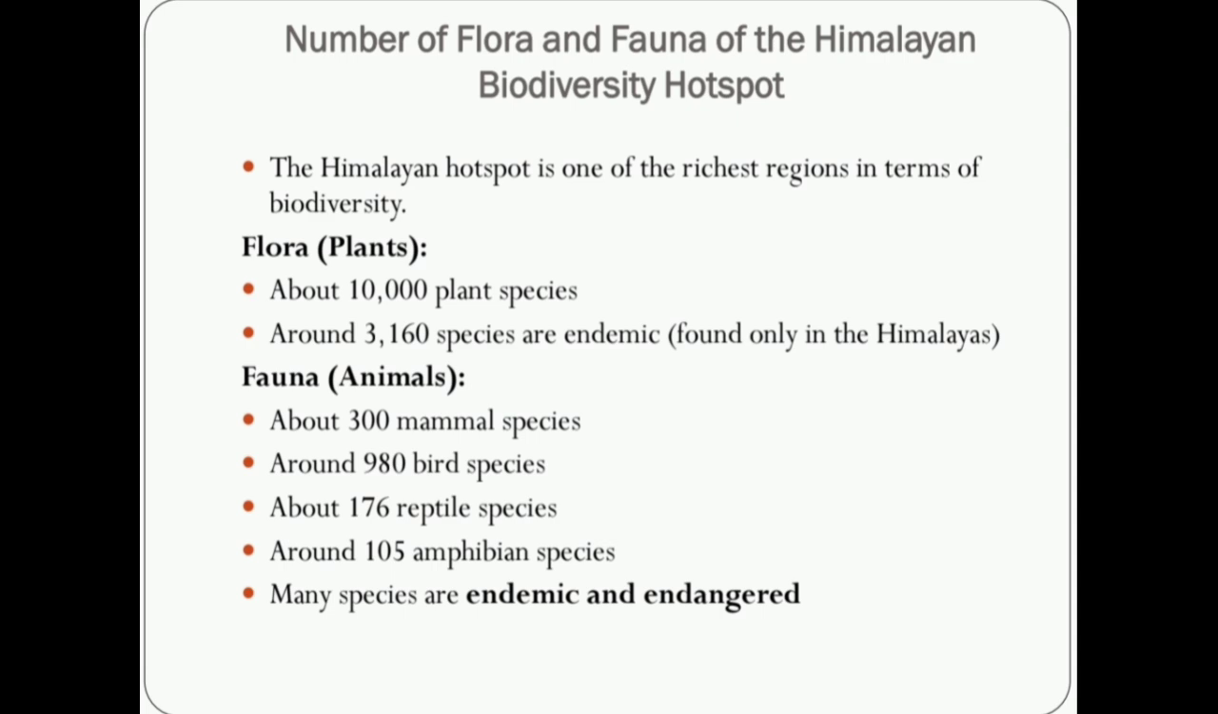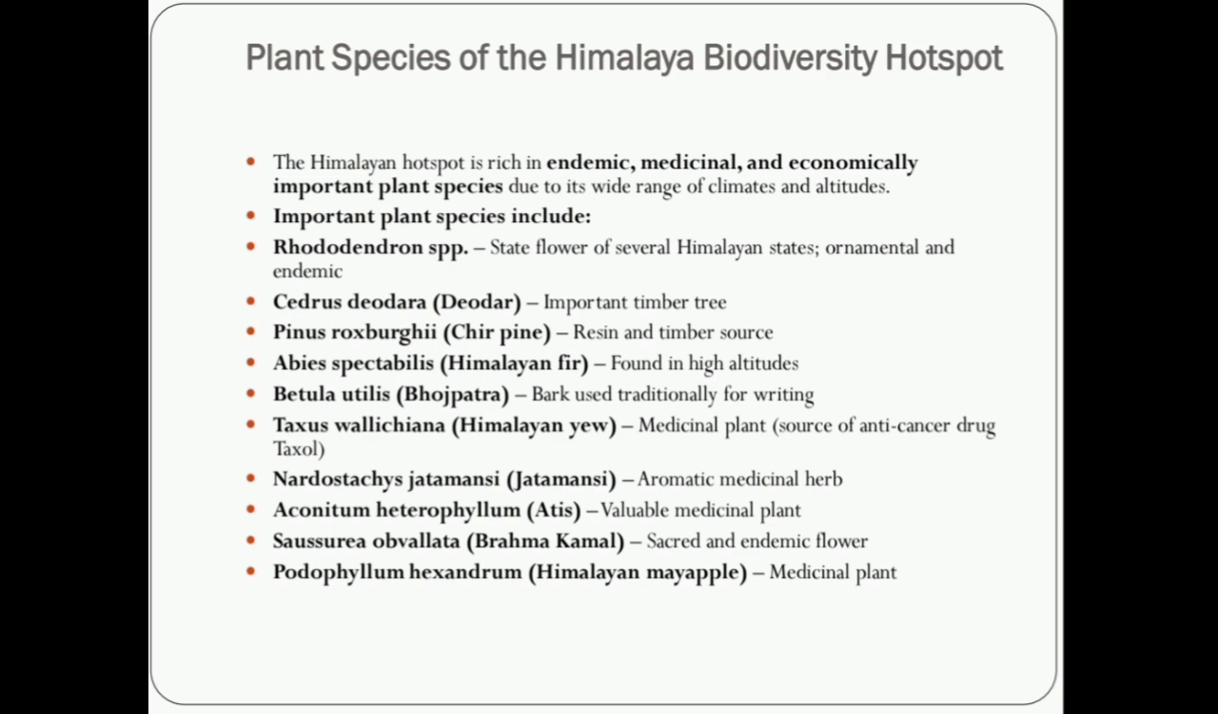Flora: we can find about 10,000 plant species, out of them 3,160 species are endemic to that area. Coming to the fauna, about 300 mammal species, 980 bird species, 176 reptile species, 105 amphibian species are present. Many species are endemic and endangered. Endangered means these species are facing a high risk of extinction. The Himalayan hotspot is rich in endemic, medicinal, and economically important plant species due to its wide range of climates and altitudes.